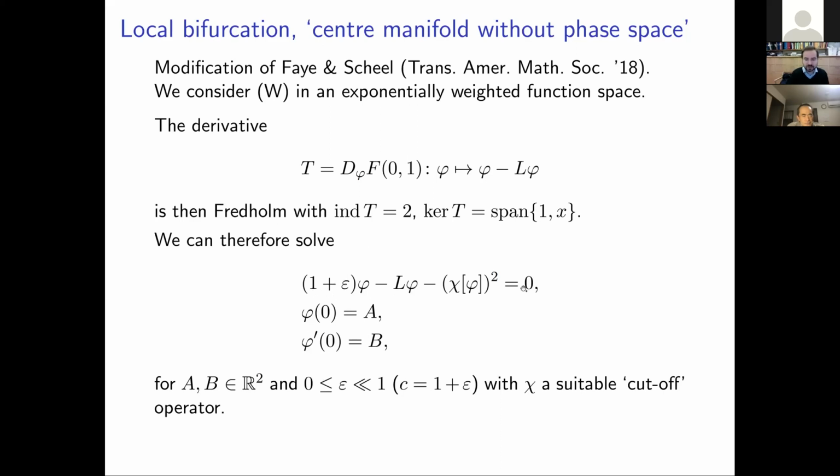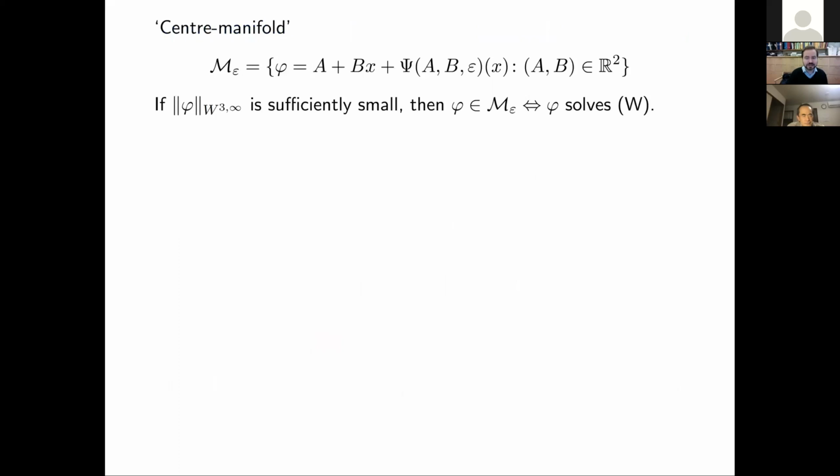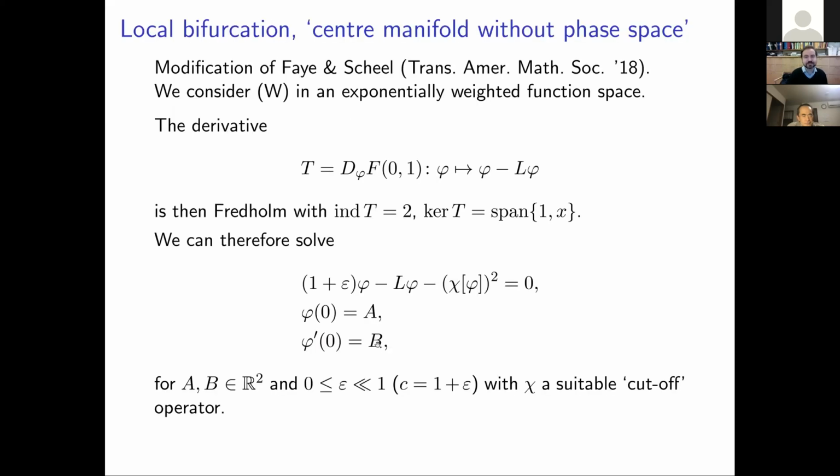Then we can actually solve this problem. This index 2 means that we can add 2 conditions here. We add initial conditions, the value of phi and the derivative at the origin. This is like thinking of this equation as an ordinary differential equation, where this is typically what we expect for second order ordinary differential equations. So this can be uniquely solved, and this allows us to construct the center manifold parameterized by these values a and b.